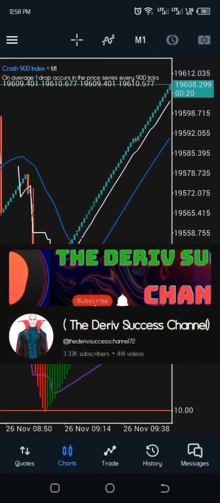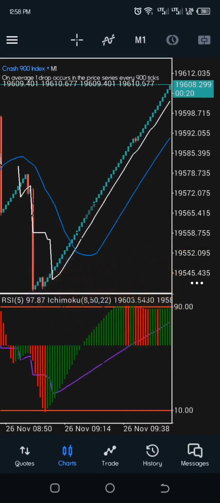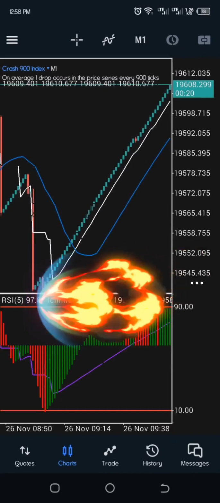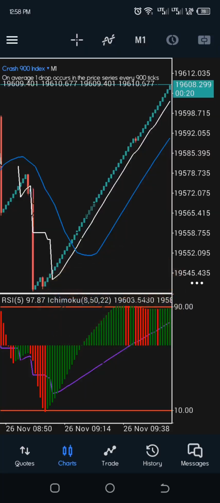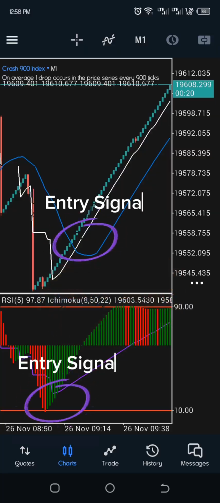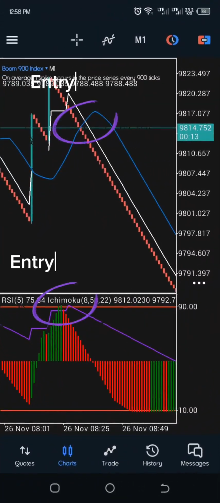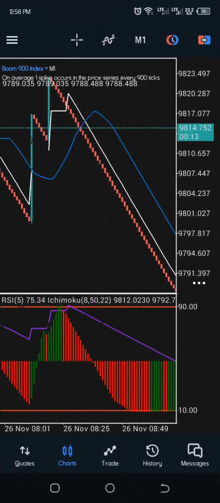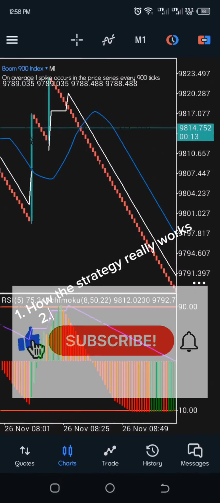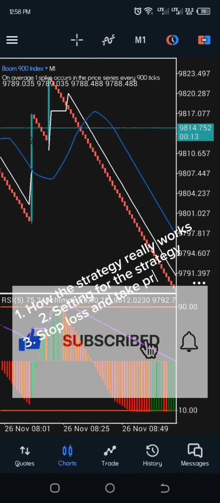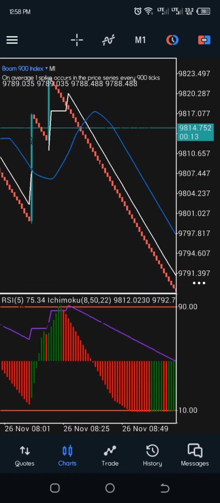So in today's video we are going to be talking about this Boom and Crash scalping strategy. This is a strategy you can use to scalp, and it's also a strategy you can use to catch 20 to 30 swings in the price. Stay tuned, because in this video I'm going to show you how the strategy works, the settings for the strategy, and what you need to take your profit and your stop loss using this exact strategy. So let's dive into this video.